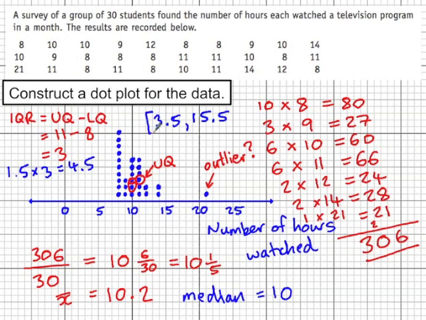Now we have an interval, and anything outside of this interval is classified as an outlier. So that 21 is an outlier, and we would need to say 21 is an outlier because 21 is greater than 15.5.